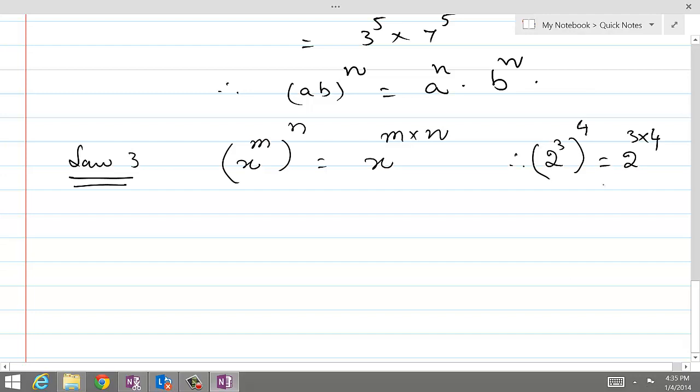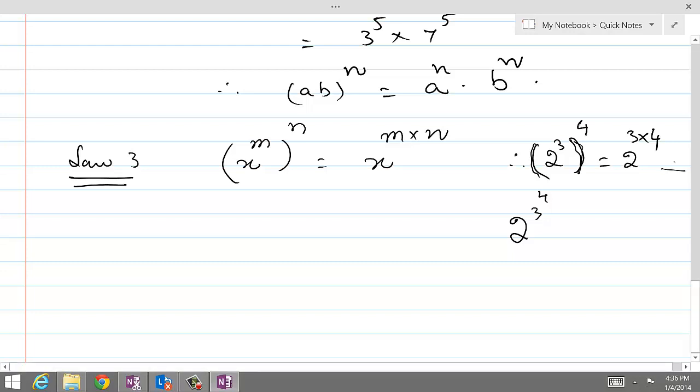So this is the third law. But here there is a very important point which we need to remember: if this was not the bracket here, if we were to write 2 power 3 without bracket, if we were to write 3 then power 4, then that will be an entirely different scenario.